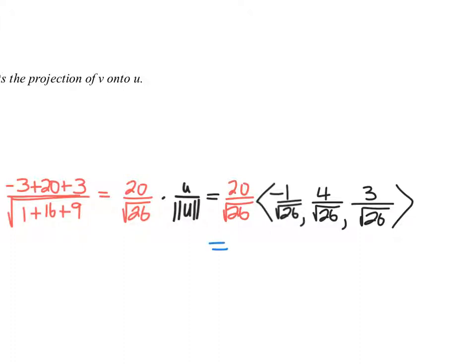All right, so clean it up. Negative 20 over 26. Simplify it in a second, or simplify on the fly if you want. 80 over 26. 60 over 26.